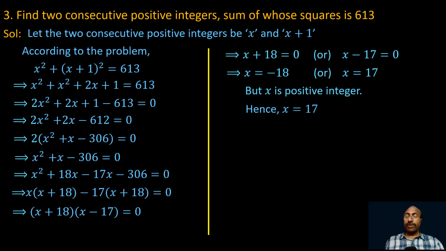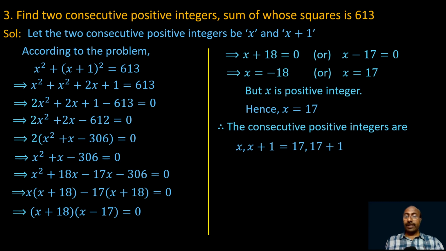Hence x equal to 17. Now what are the consecutive positive integers? We have taken x and x plus 1. That is 17 comma 17 plus 1, that is 18. 17 comma 18. So the required positive integers are 17 and 18. These are the two consecutive positive integers whose sum of the squares is equal to 613.